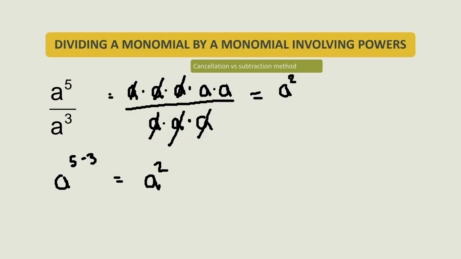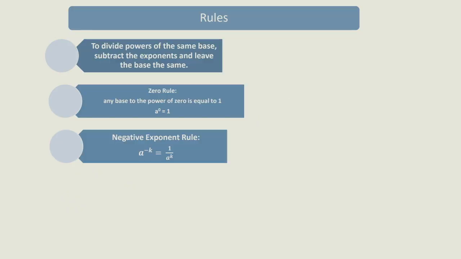So some rules. To divide powers of the same base, subtract the exponents and leave the base the same. That's basically what we just did. We leave that variable or base the same, and we just subtract those exponents. The 0 rule is any base to the power of 0 becomes a 1. We could have gone over this in the multiplication booklet, but if I have 2 to the power of 0, it's a 1. If I have b to the power of 0, it's 1, and so on. Anything to the power of 0 is 1.